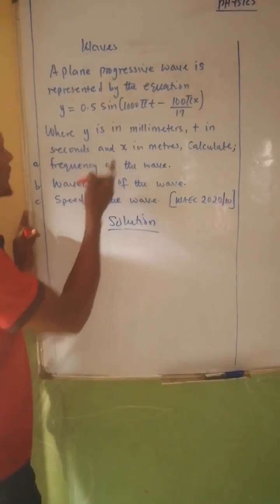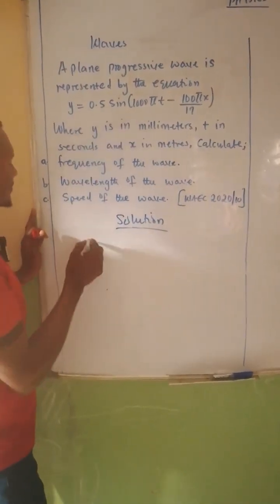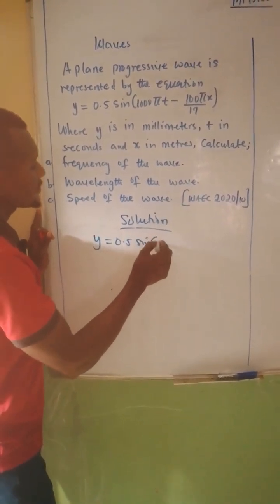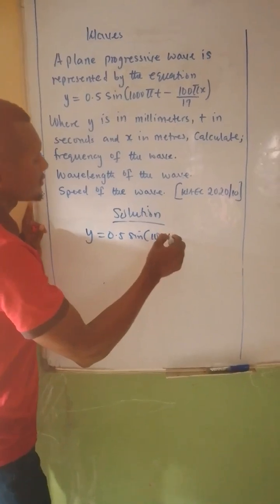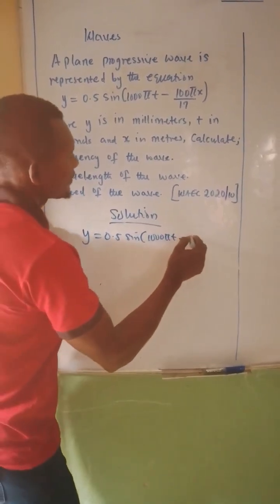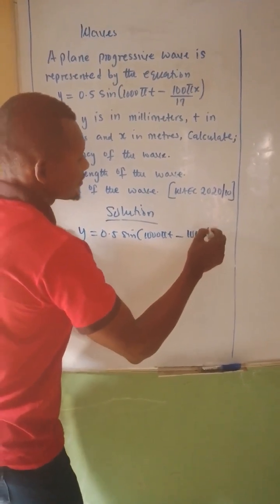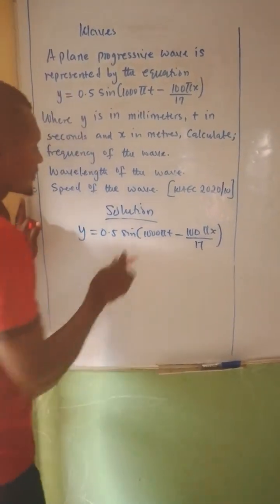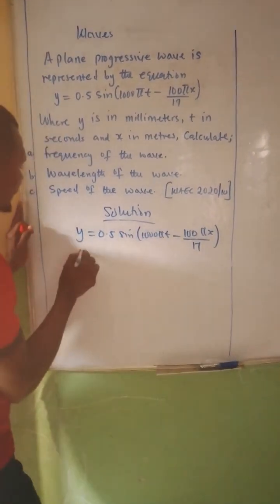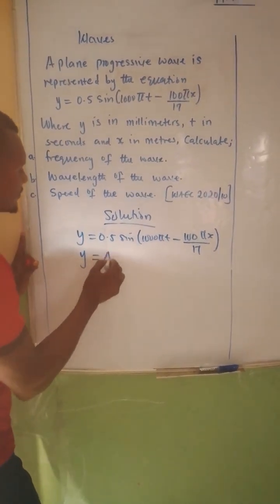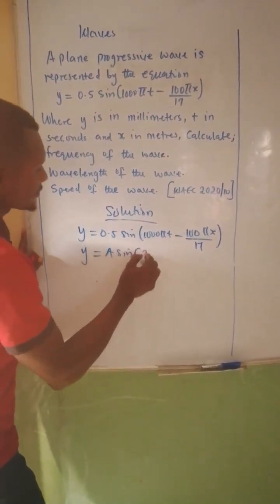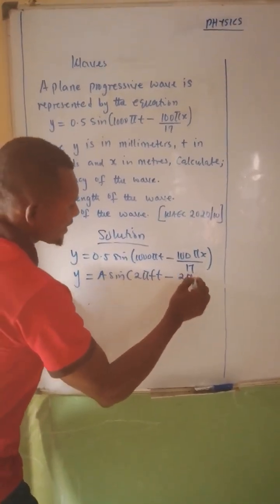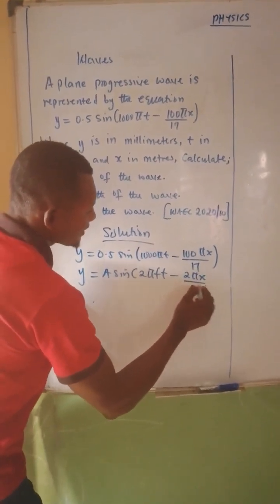Now, let's bring out the wave equation given to us in the question. The equation is y equals 0.5 sine of (1000 pi t minus 100 pi x over 17). Now, the general wave equation is given as y equals A sine of (2 pi f t minus 2 pi x over lambda).